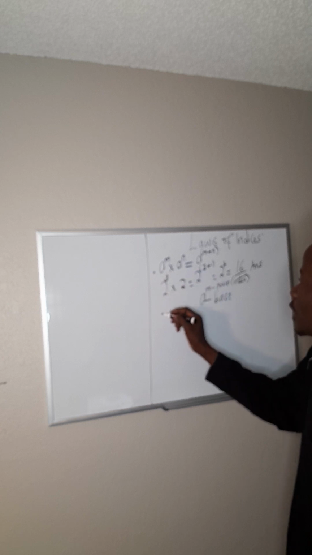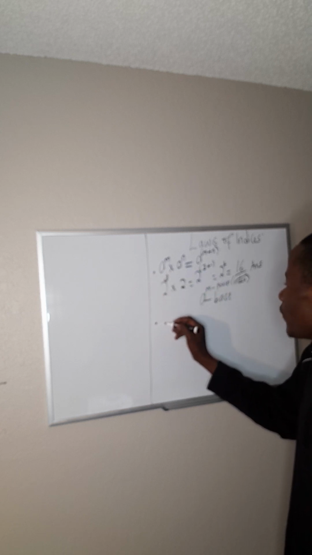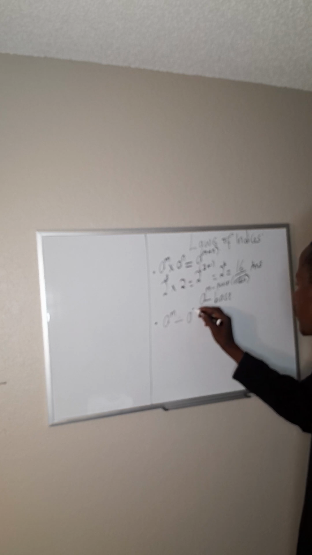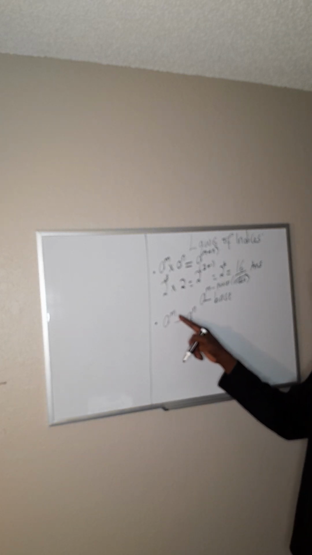The second law of indices is the division rule. So what does it say? That if I am dividing and the bases are the same, I subtract the powers. So this one is equal to a raised to the power of m take away n. When I am dividing, I subtract the powers.